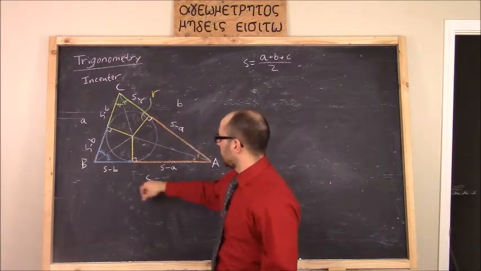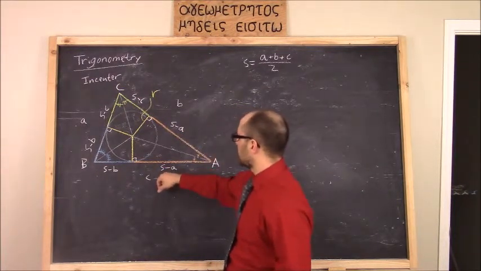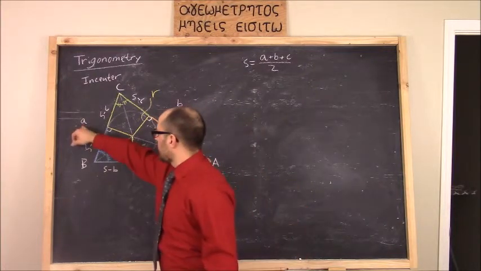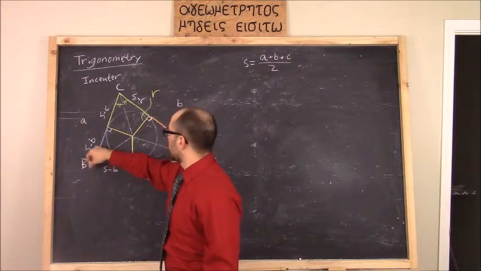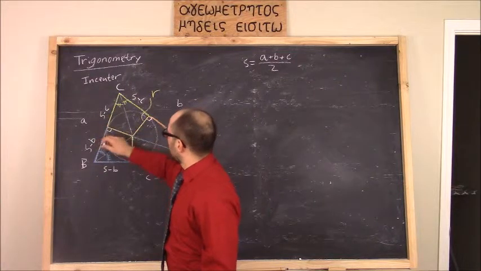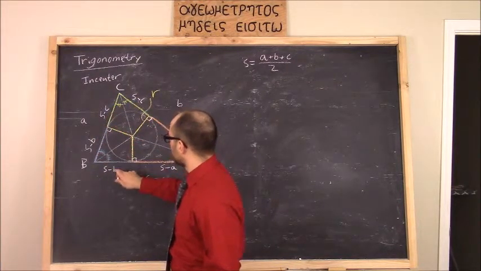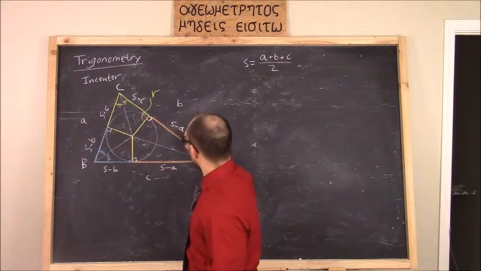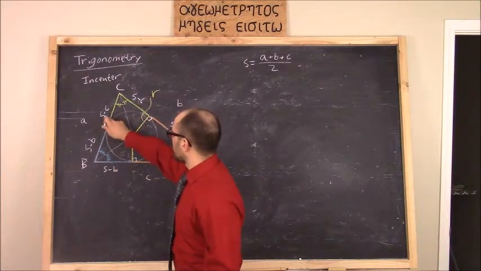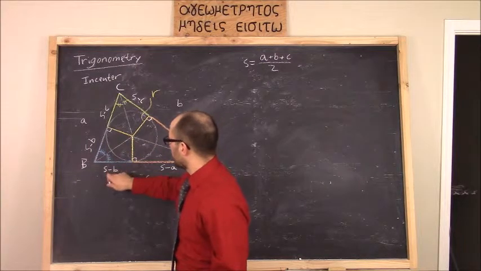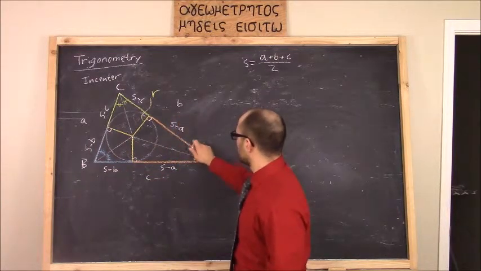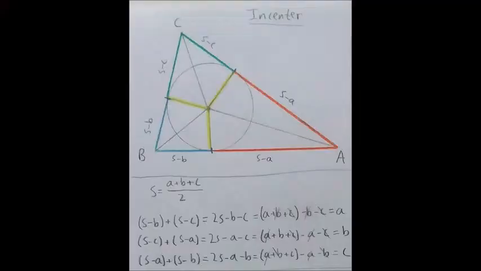Similarly with c being s minus b plus s minus a, and side length a being s minus b plus s minus c. Notice the side lengths match. Green and green, blue and blue, orange and orange. Green and green being s minus c, blue and blue being s minus b, orange and orange being s minus a. My chalkboard became too small for this concept, so we're going to try something a little different.